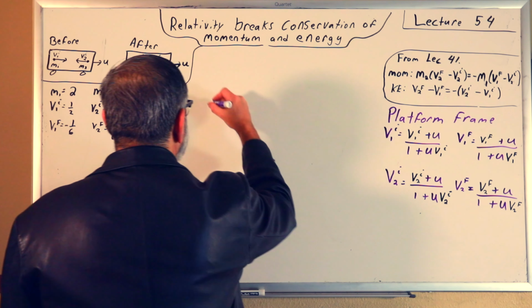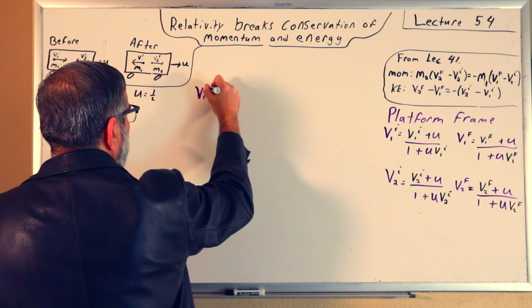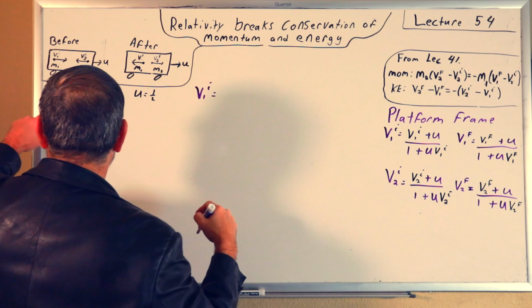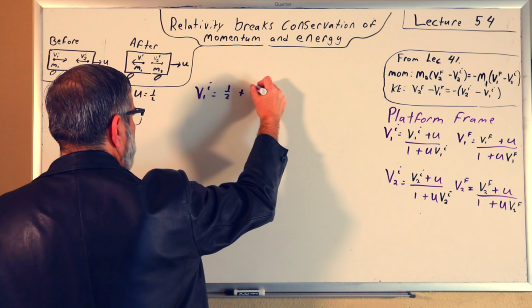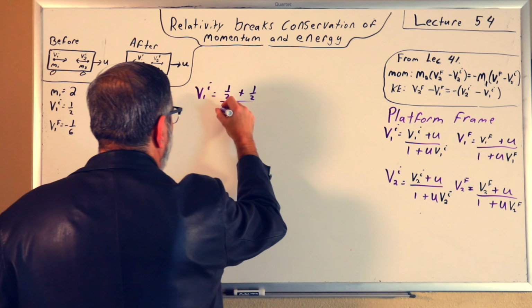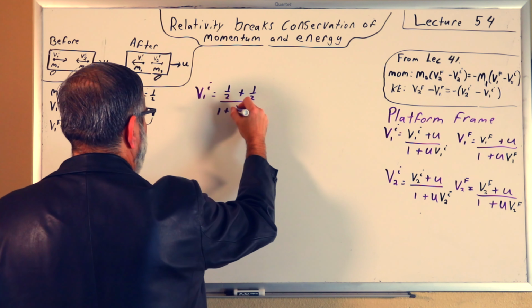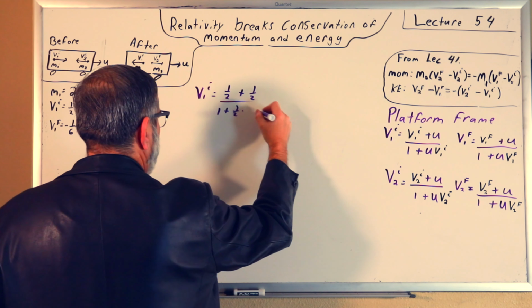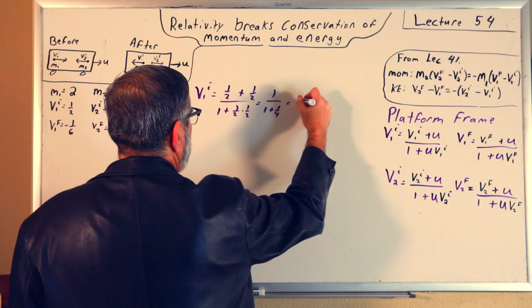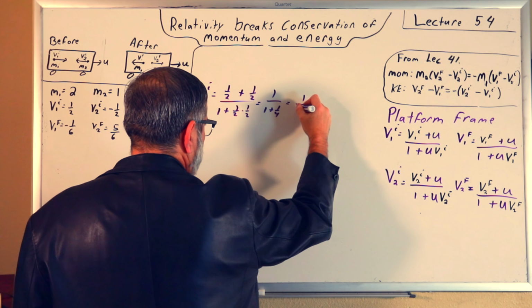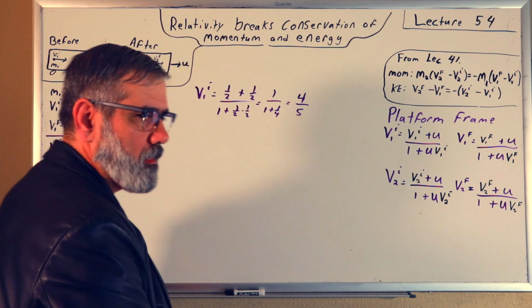So we could write that V1 initial is going to be equal to, well, V1 initial in the train frame is a half, plus this U, the speed of the train, that's a half also, divided by 1 plus U, which is a half, times V1 initial, which is, again, a half. And so that's going to give me 1 over 1 plus a quarter, which is 1 over 5/4. This will end up being 4/5. That V1 initial is equal to 4/5, okay?